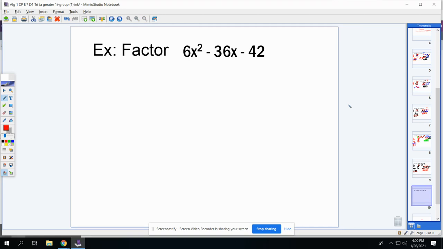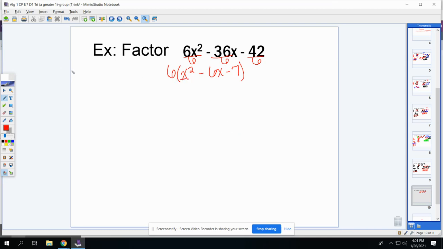Last one here. We got 6x squared minus 36x minus 42. So we got a bunch of negatives going on right now. Now, when we look for a GCF, luckily for this one, there's definitely a GCF we could take out. 6, 36, 42. A 6 goes into all of these. So look what happens when we are able to take out a 6. We're going to be left with x squared minus 6x minus 7.